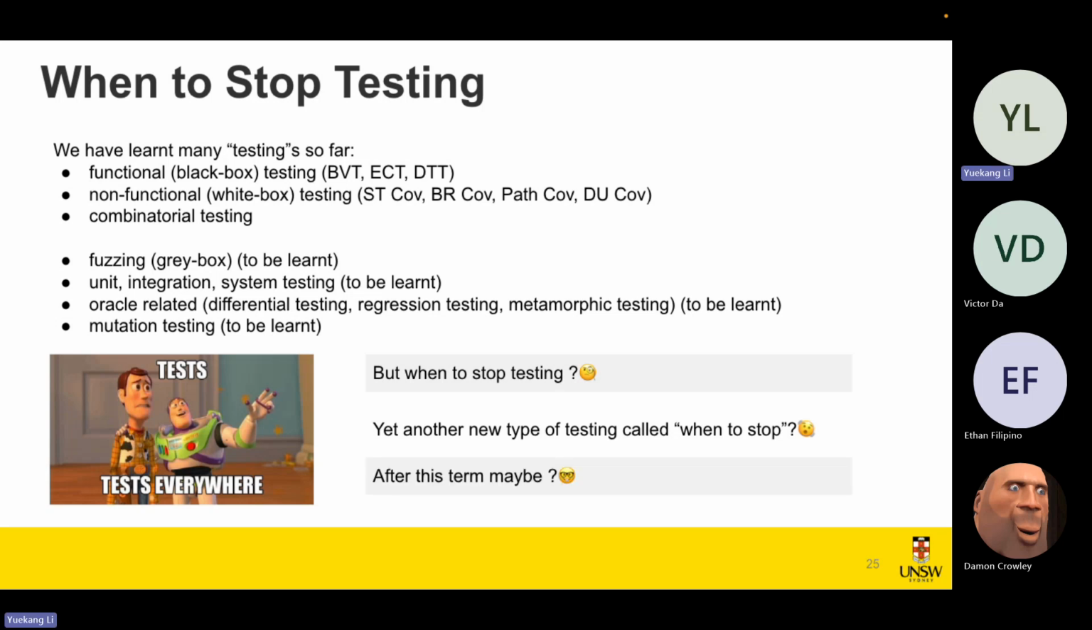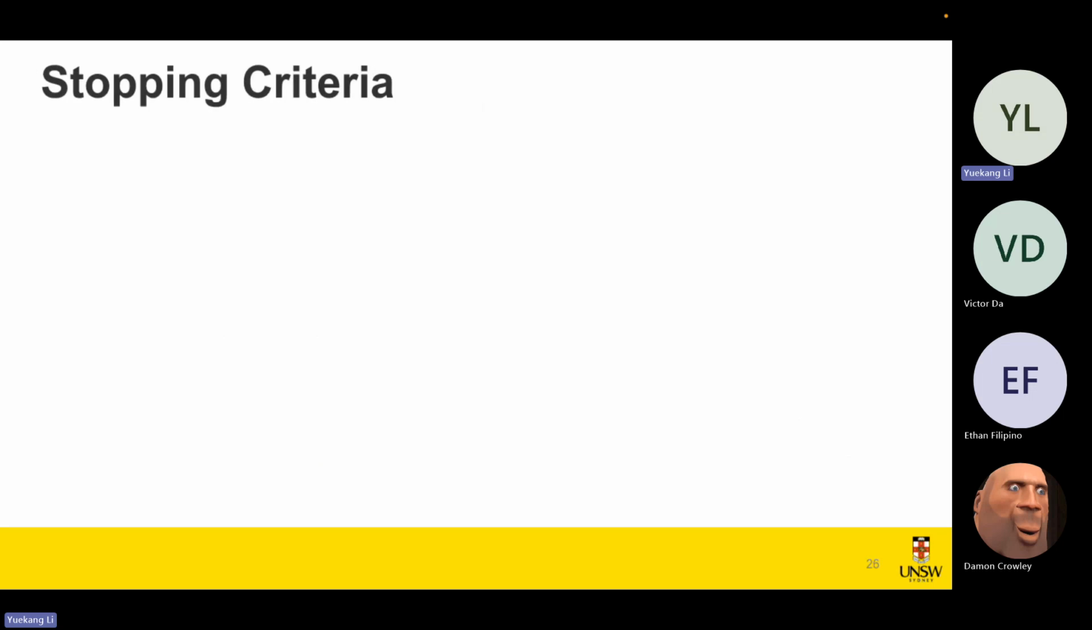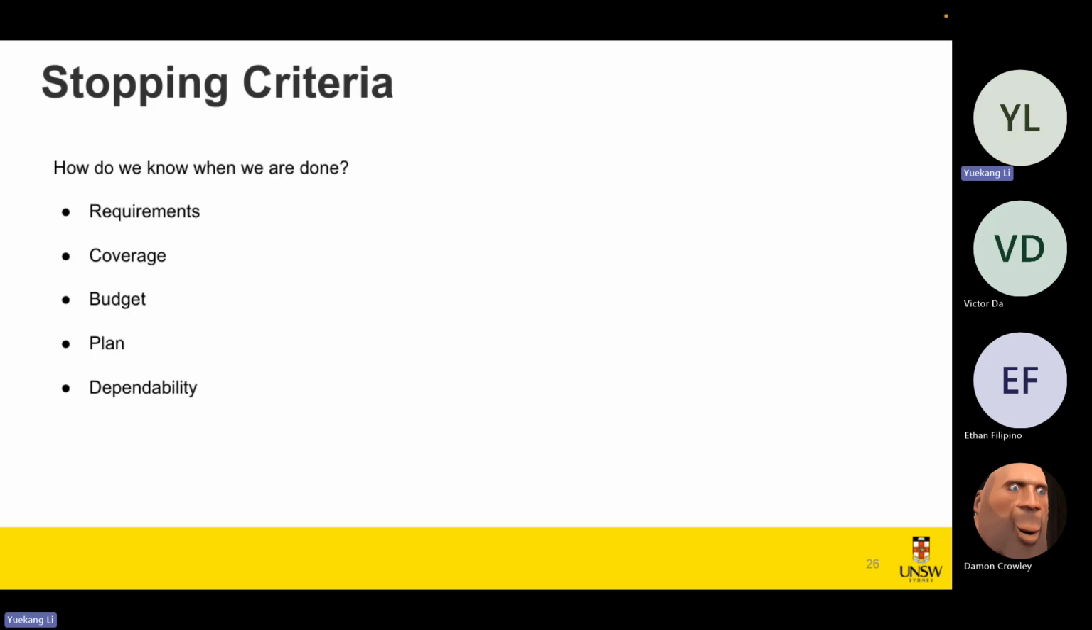And you may wonder, okay, maybe after this term you can stop testing because you are fed up with all the testing. But actually in practice, in industry, we need some criteria to stop testing. We need to have some quantified metrics for us to decide when to stop testing. So let's learn about this. These quantified metrics are known as stopping criteria.